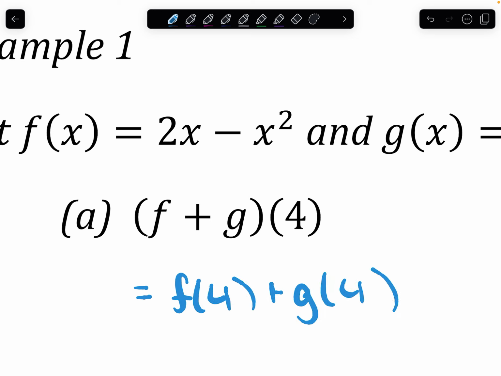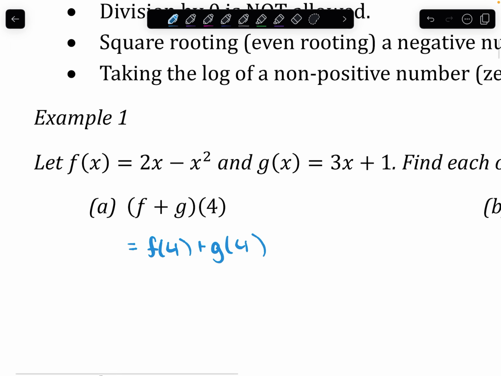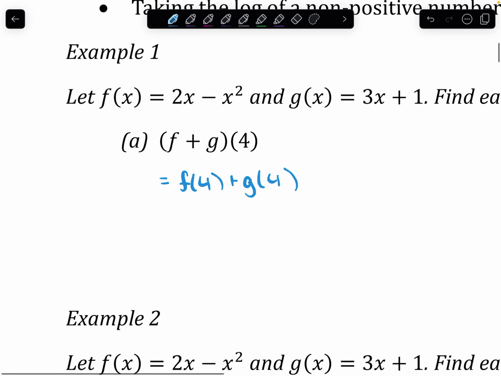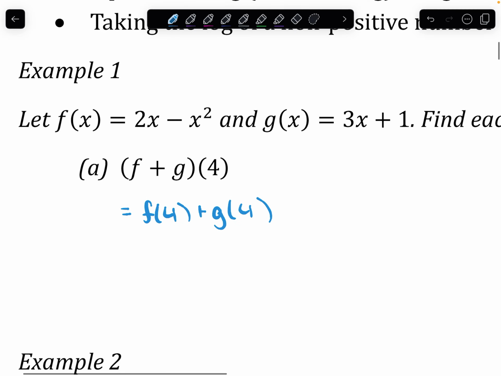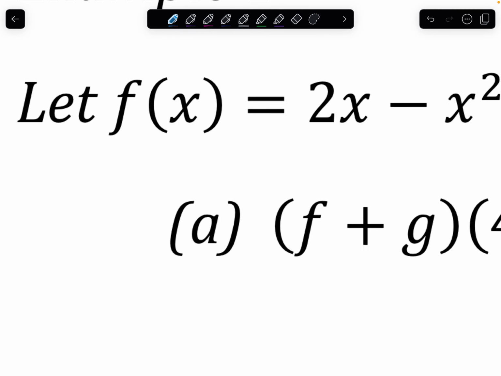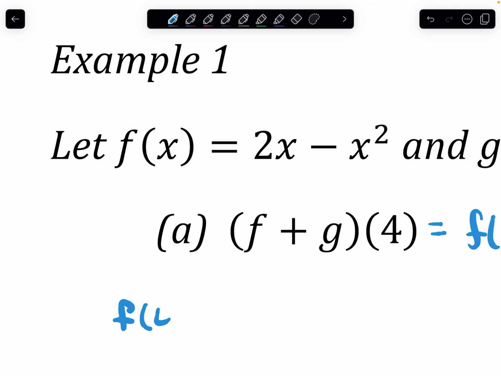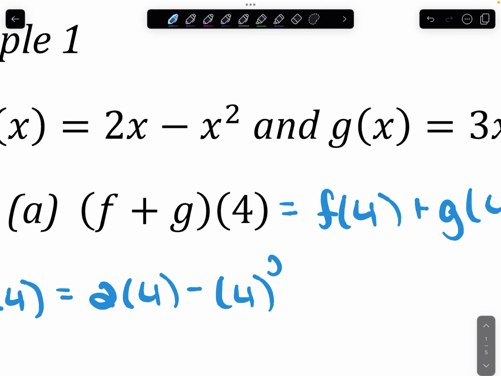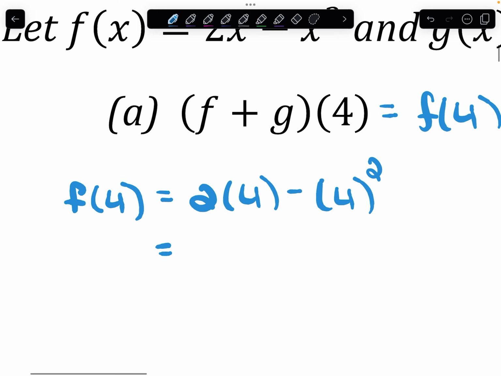So I like to go compute this off on the side. I don't like having 500,000 things written within my work. So I'm going to scooch this way, and I'll work down here. So f of 4, I want to figure out. Remember, that means to plug in 4 for x. So 2 times 4 minus 4 squared. All right, so we get 2 times 4 is 8, and 4 squared is 16. 8 minus 16, negative 8.